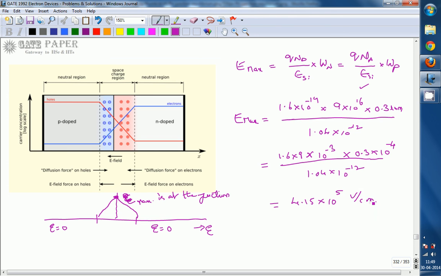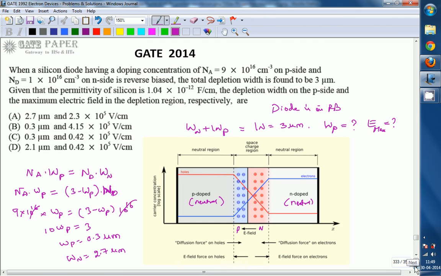So the right answer for this question is B. 0.3 micrometers is the depletion width on P side, and the maximum electric field is 4.15 into 10 power 5 volt per centimeter. Thank you.